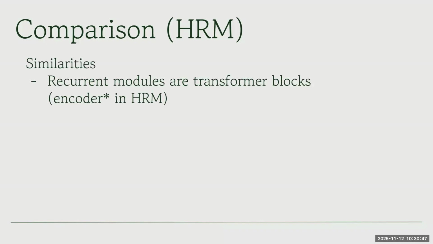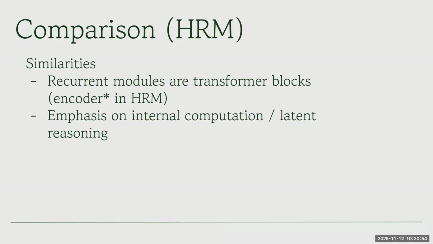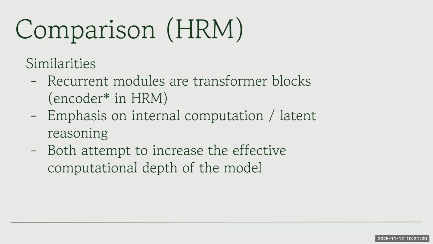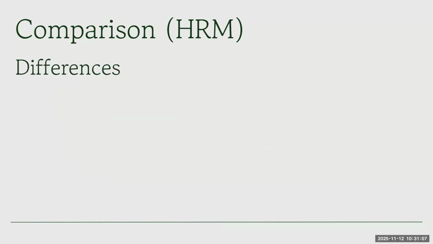The similarities are the recurrent modules, the transformer blocks, albeit they are encoder-only blocks in HRM. Then you have the emphasis on latent reasoning, internal computation, and both attempt to increase the effective depth of the model. The biggest difference to me seems to be how they perform their recurrence computation.